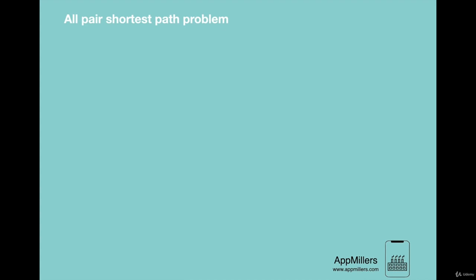Now in this lecture, we will learn about the all-pair shortest path problem. This problem is very similar to the single source shortest path problem. So before diving into the all-pair shortest path problem, let's quickly recap what the single source shortest path problem is.